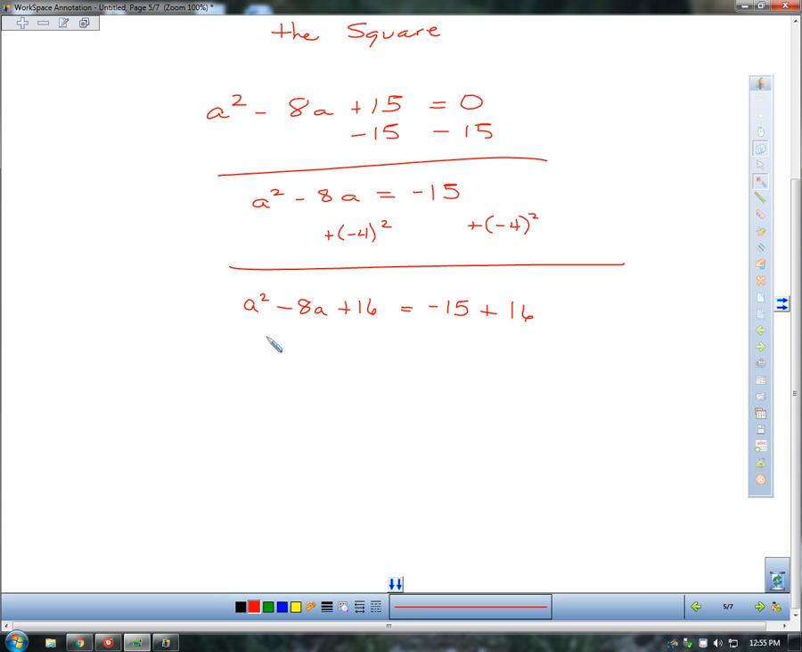Okay? So now I can make this a perfect square trinomial. Whatever the half was, which was -4, is what I put in the parentheses and squared it. And then I simply add the other side. Now I'm trying to solve for a, just like when we took the square root at the very beginning of the video. So if I take the square root of both sides, I now have a minus 4 equals plus or minus 1. I still want a by itself, so I add 4 to both sides, and I get a equals 4 plus or minus 1.